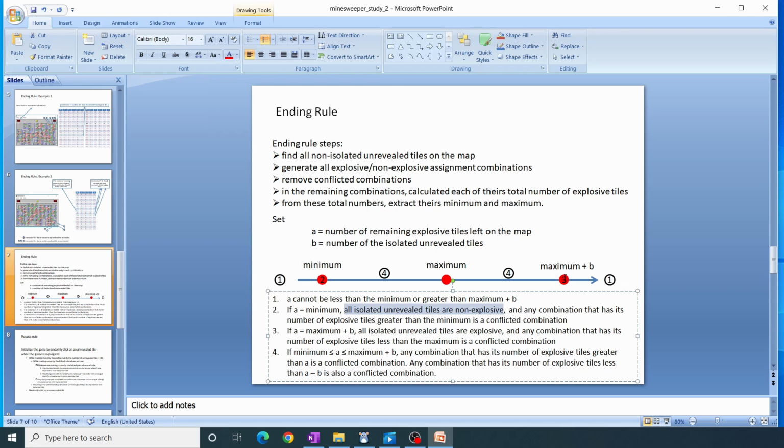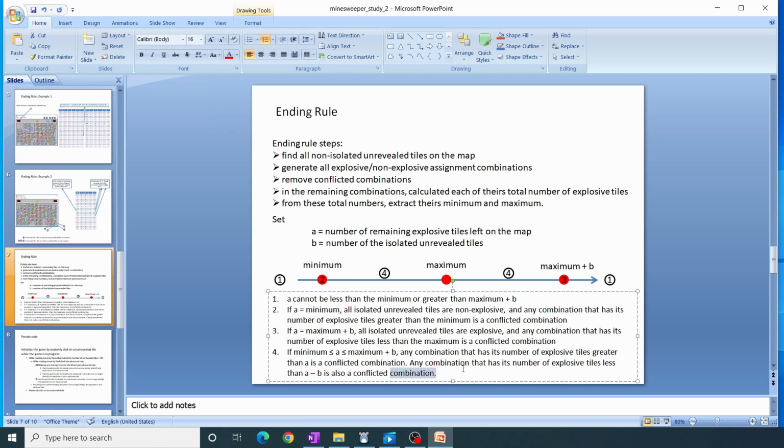The third case is when A equals the maximum plus B. So if A is equal to the maximum plus B, all isolated unrevealed tiles are explosive, and any combination that has its number of explosive tiles less than the maximum is a conflicted combination. The most tricky part is case number 4. Case number 4 is when A is between the minimum and the maximum plus B. So if A is greater or equal to the minimum and less or equal to the maximum plus B, any combination that has its number of explosive tiles greater than A is a conflicted combination.